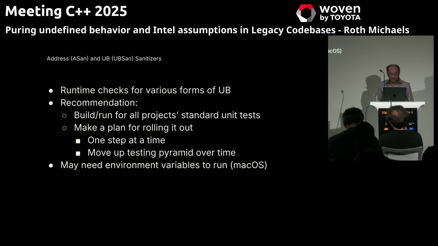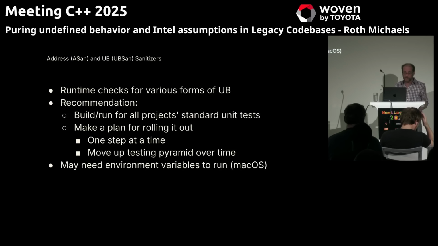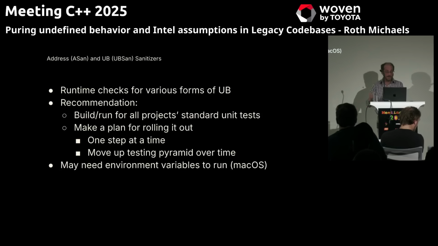And then the really big one was starting to roll out address sanitizer and UB sanitizer to our code base. These are runtime checks for various forms of UB. We started running it on all of our project's standard unit tests. And we recommend you make a plan for rolling this out and not assume you do it everywhere. Do it one step at a time.